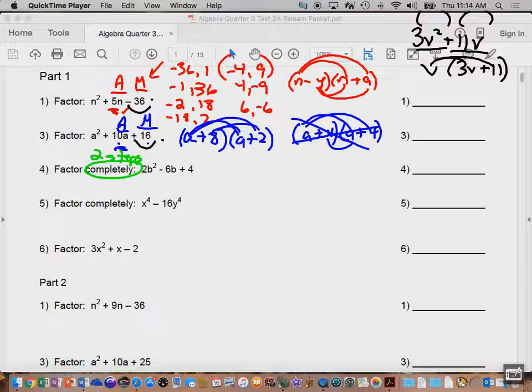I look and I see right away that they all share a 2 in common. And that leaves me with b squared minus 3b plus 2. I can do a quick mental check back. 2 times b squared is 2b squared. Then 2 times negative 3b is minus 6b, and 2 times 2 is 4. But you can't stop there. You need to factor the trinomial.